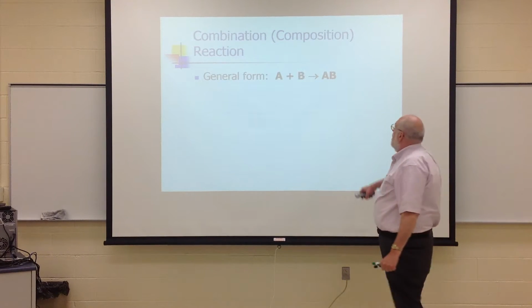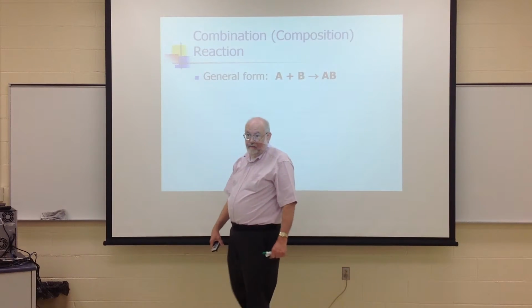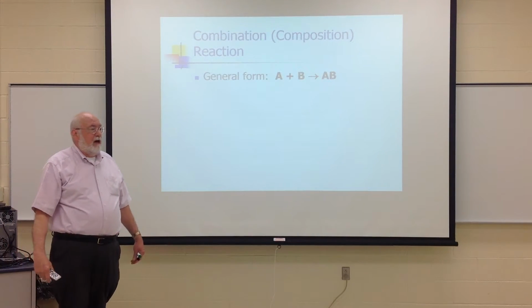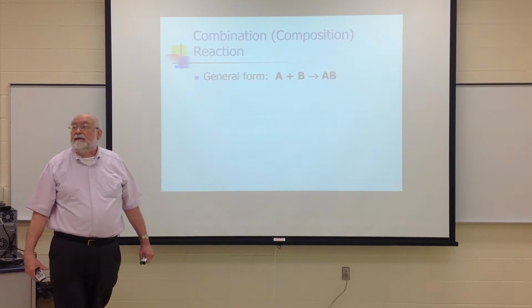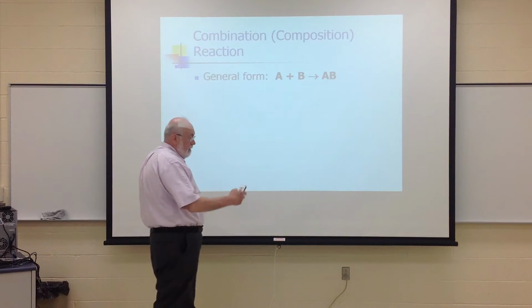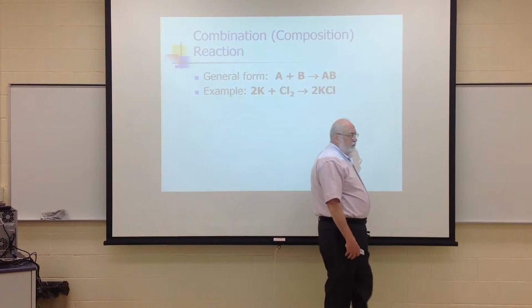Typically now, AB has to be a compound. Has to be. A and B might be elements, they might be compounds. But anyway, AB is a compound. So there's a single product, which is a compound. Let's look at an example.